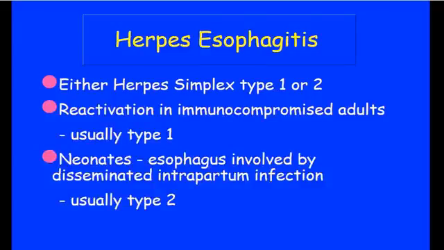Herpes esophagitis, this can be either type 1 or type 2. Usually in adults it's type 1. Neonates sometimes at birth can get a type 2 infection, which is a much more life-threatening condition than the usual reactivation that we see in adults. And usually the patient has some form of immunocompromise to develop herpes esophagitis.